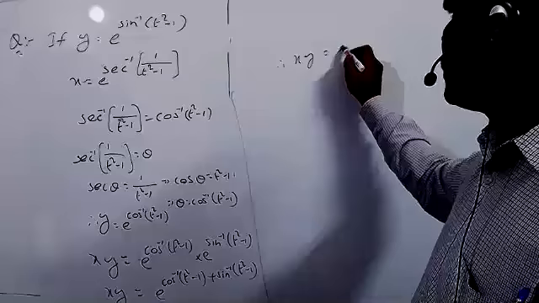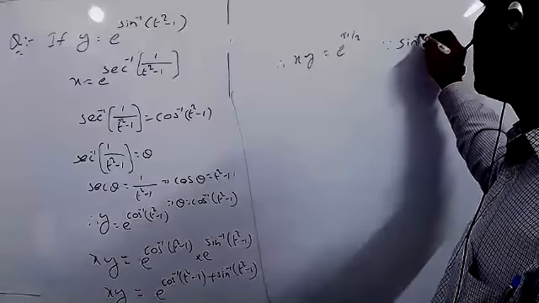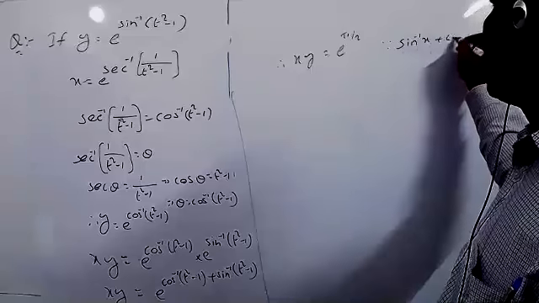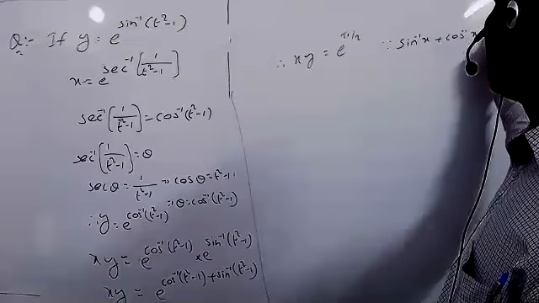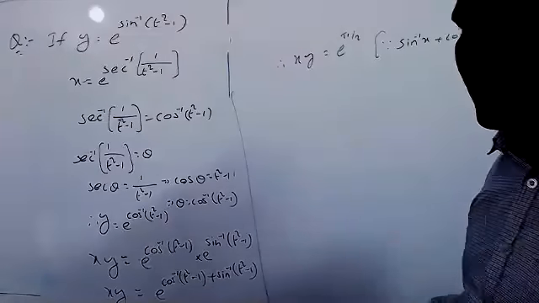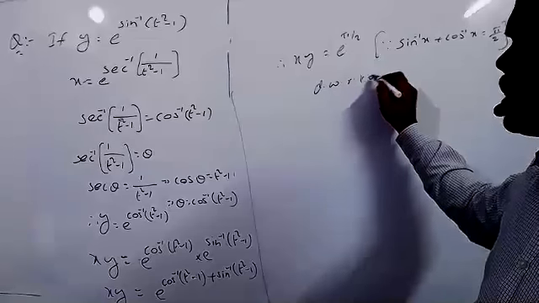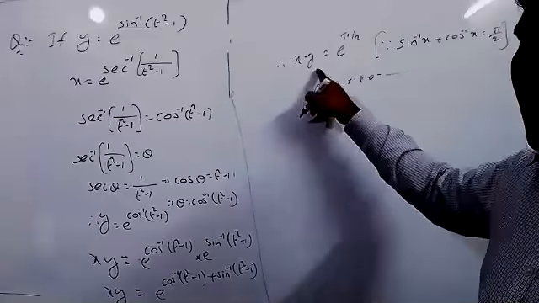So therefore x into y equal to e power pi by 2. Since sin inverse x plus cos inverse x is always equal to pi by 2, that is the main reason. Now we can differentiate with respect to x on both sides. You can apply the product formula now.